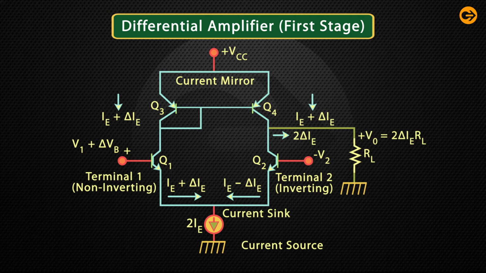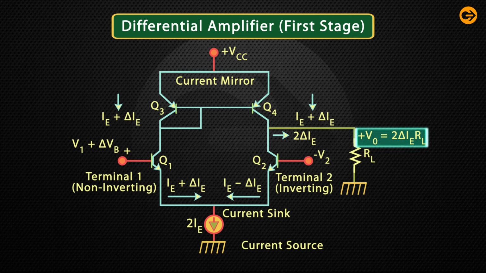Let there be a positive increment delta VB of V1, that is, at terminal 1, and delta VB is more positive in this case. So there is an increment of current delta IE through Q1. Since IE plus delta IE is now flowing through Q3, the same current is also passing through Q4, but due to the sink requirement of 2 IE of the current source, current through Q2 is IE minus delta IE. So the current through RL is 2 delta IE and the output terminal is positive with VO equal to 2 delta IE RL.